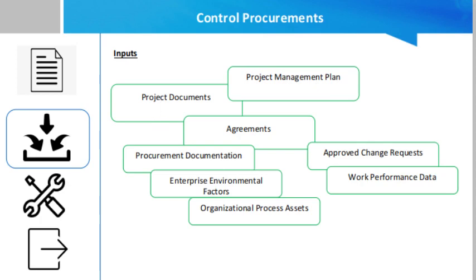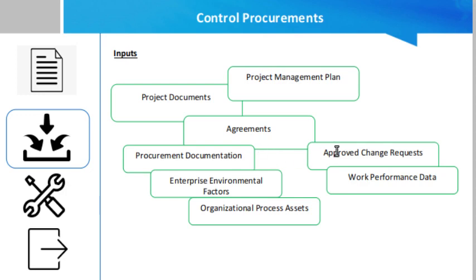Then project documents are another very important input for this process. Project documents means the assumption log and the other documents which you are making for the project. Then agreements means the contracting between the buyer and seller. Remember, whenever we are talking about procurement, two parties are very important, seller and buyer. The seller is the person who is selling the goods and services, and the buyer is the one who is buying them. Then procurement documentation, again important documents like contracts and any specifications for the procurement of goods and services.